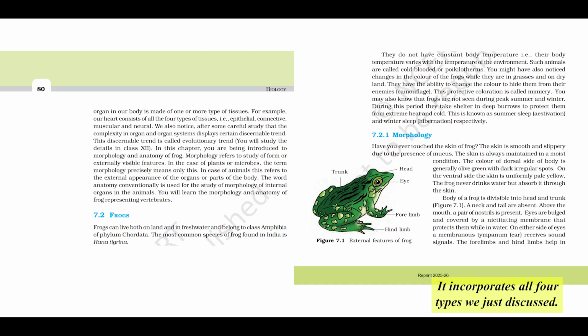It incorporates all 4 types we just discussed. You have epithelial tissue forming the smooth linings of its chambers and blood vessels, ensuring efficient blood flow. Then there's connective tissue, providing essential structural support, holding the heart's components together, forming its fibrous skeleton.